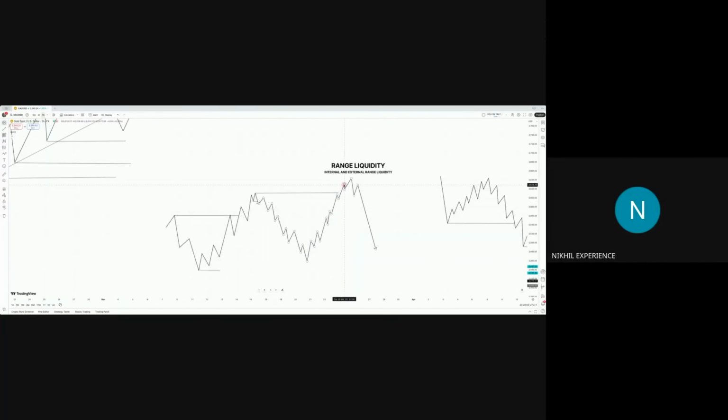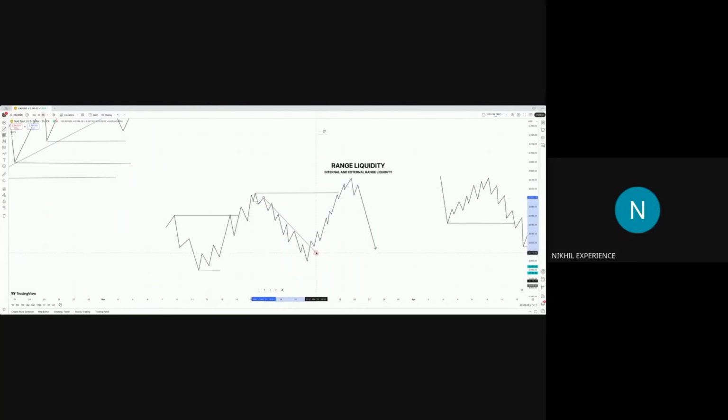As it is going up, what is it printing? When it was coming down to take out this minor structure's liquidity, this internal liquidity here, it was printing another structure, and price has to take them out. They are also internal range liquidity. As it is coming down to take out this liquidity, it is printing this trend line.